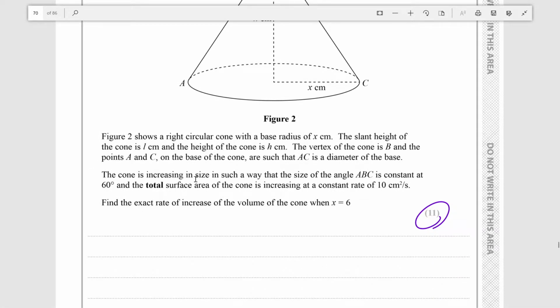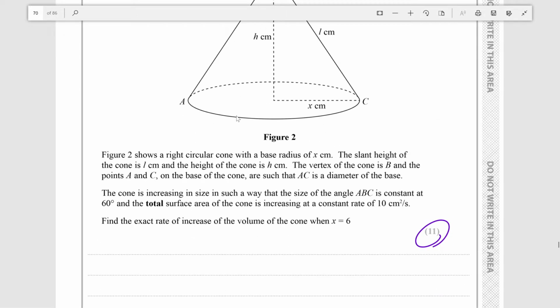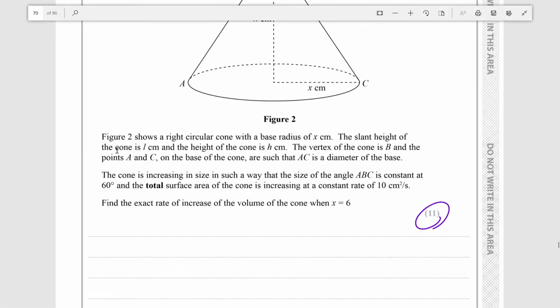Alright, so I'm also going to be talking about the surface area formula for a cone, because this is something that's quite unfamiliar to many people. And right, so let's get down to it.